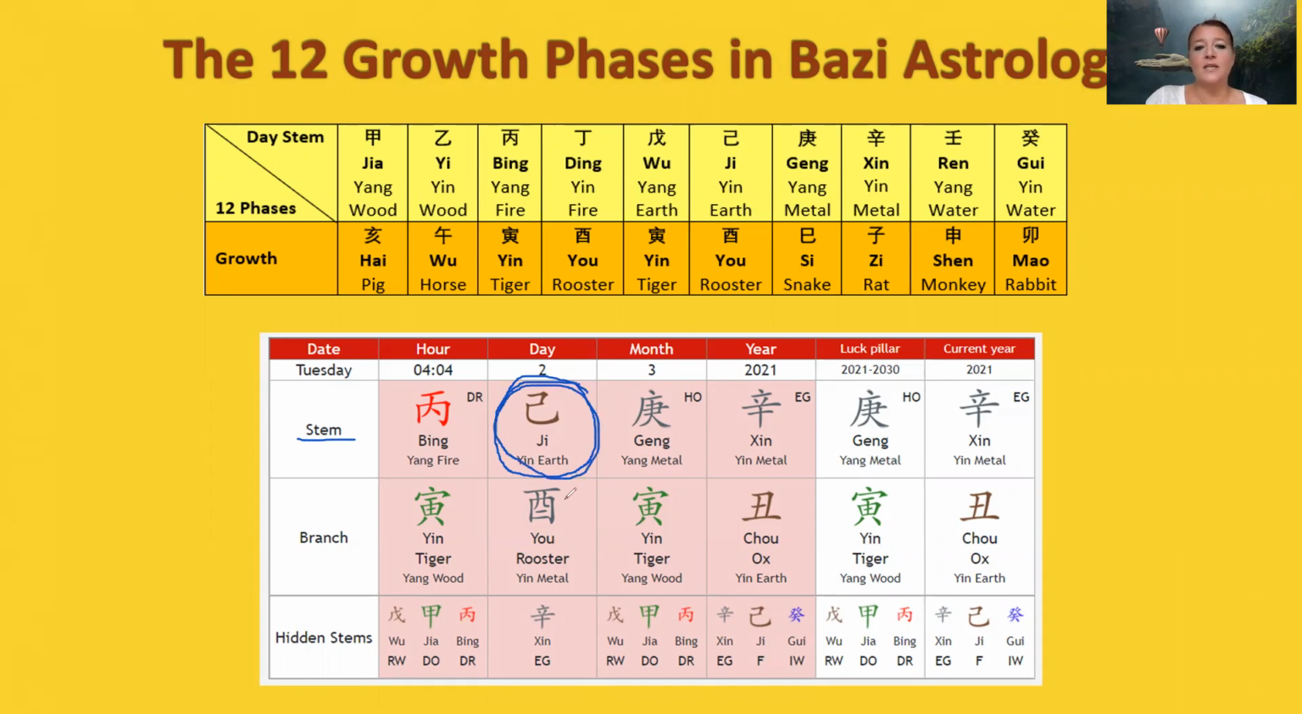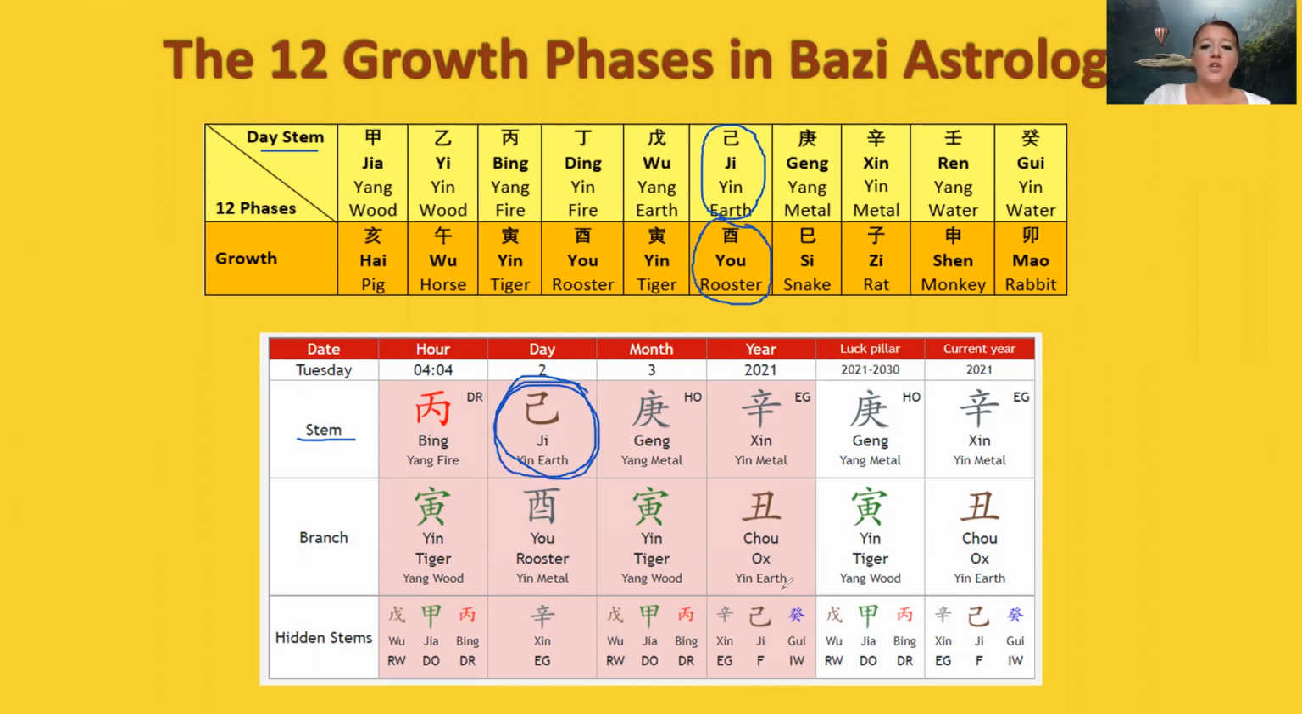This one here is the earth. You don't need to look at anything else. Just check which stem that you have here in the day. And then you go to the table on top and you check where is the earth. Here we've got the earth. And for the earth, the growth phase is hidden in the rooster.